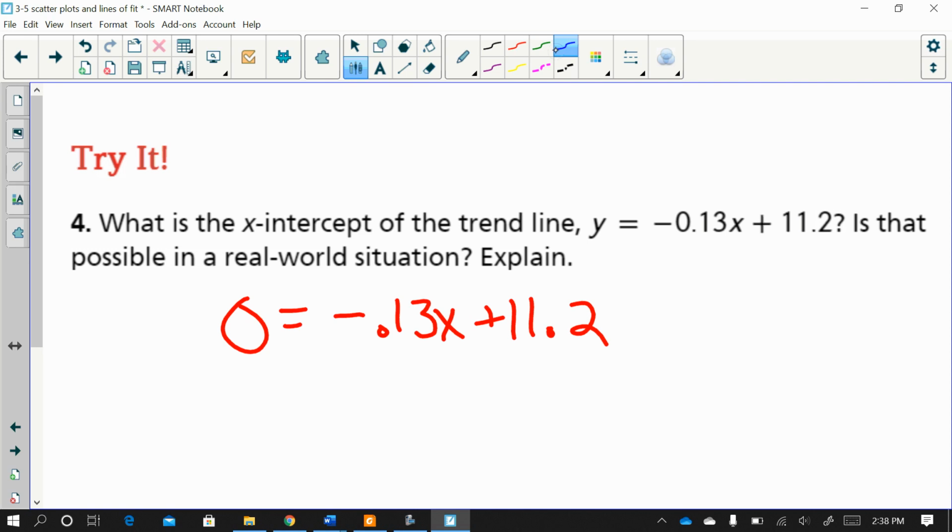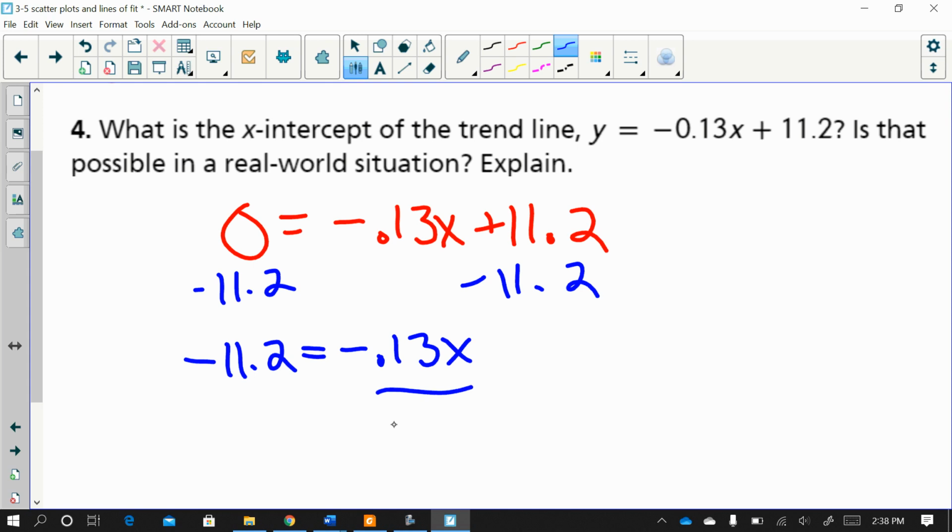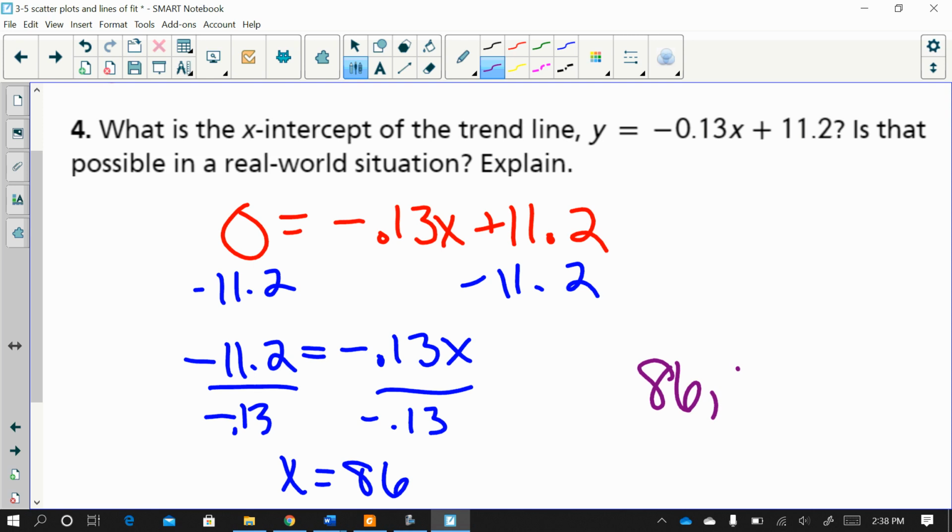So we're going to obviously subtract the 11.2. So negative 11.2 is equal to negative 0.13x. We divide by that negative 0.13. So 11.2 divided by 0.13, we get x equals 86. So this tells me the point (86, 0).